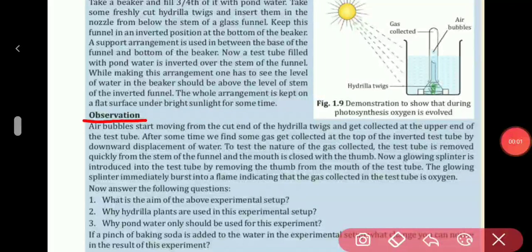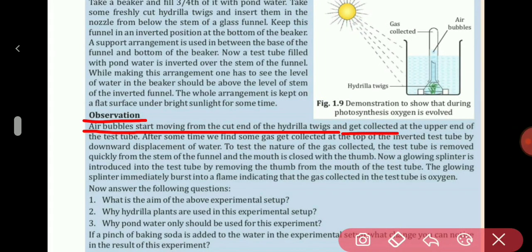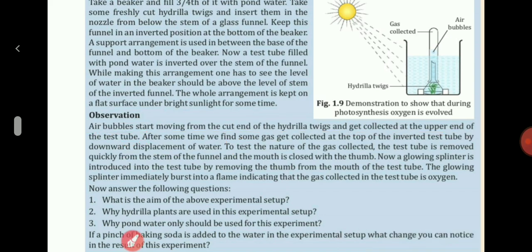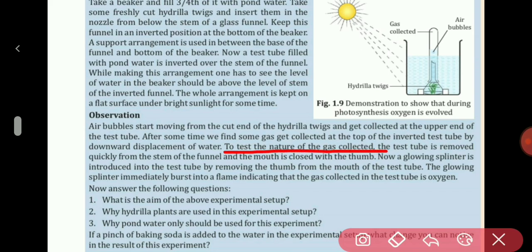Observation: what you will see, air bubbles start moving from the cut end of the hydrilla twigs and get collected at the upper end of the test tube. Here, after some time, we find some gas gets collected at the top of the inverted test tube by downward displacement of water. Means water will settle down and air will get collected at the upper end of the test tube. To test the nature of the gas collected, the test tube is removed quickly from the stem of the funnel and the mouth is closed with the thumb.